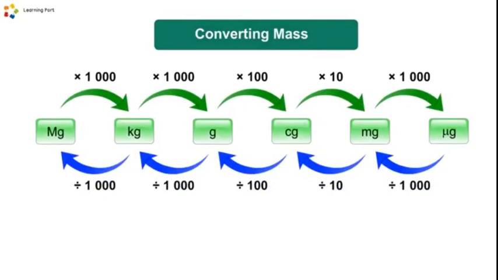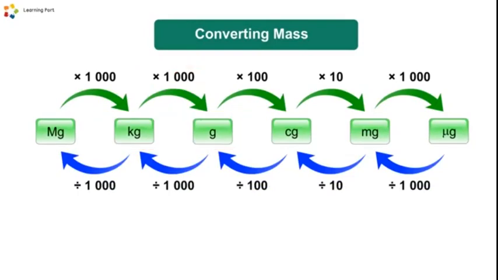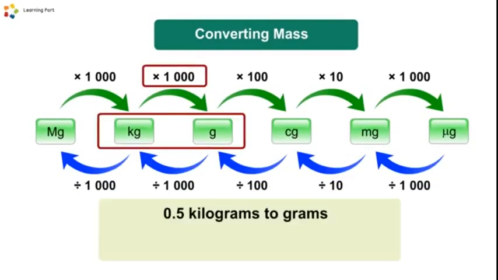For example, in converting 0.5 kilograms to grams, first determine from the chart whether the value has to be divided or multiplied. Then perform the operation. 0.5 kilograms times 1,000 is equal to 500 grams.